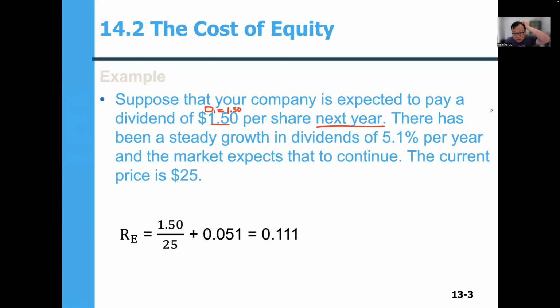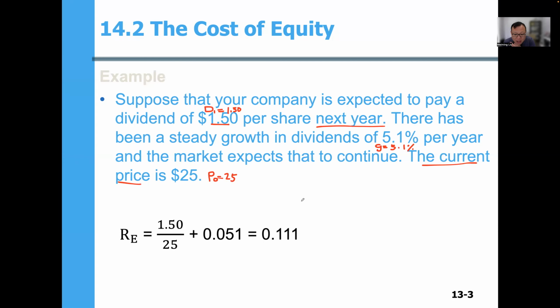There has been a steady growth in dividends of 5.1%. So g equals 5.1%. The market expects that to continue. The current price, here the current price, tells us P0 equals $25.